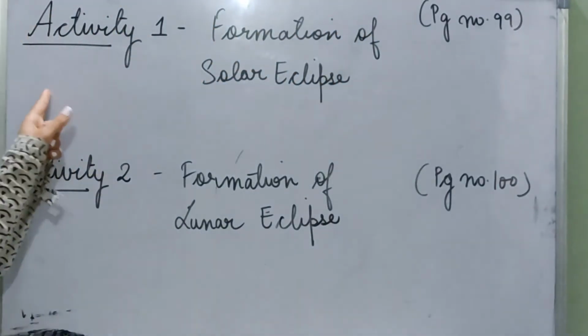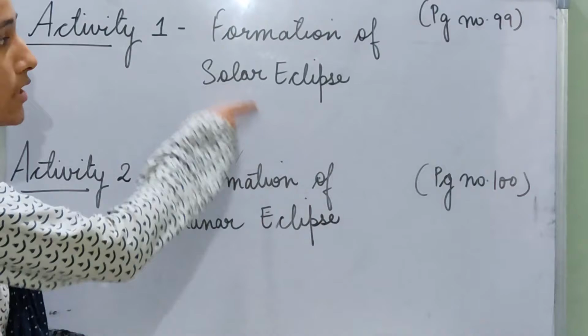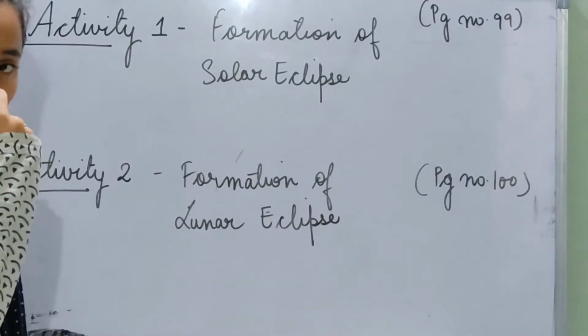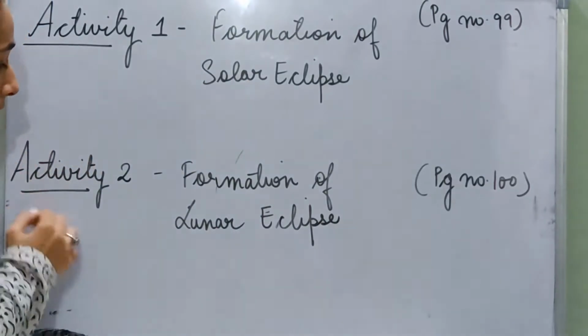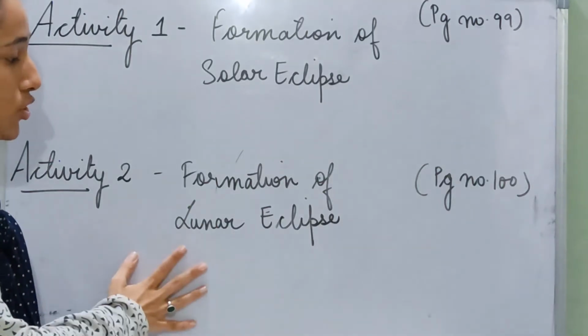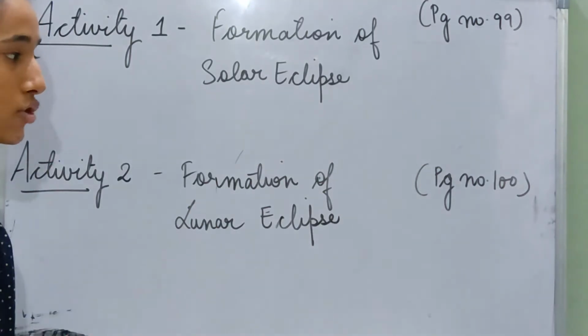So today we are going to do two activities that are given in your book. That is activity 1, given on page number 99, the formation of solar eclipse. And we are going to do another activity, the formation of lunar eclipse, that is on page number 100.